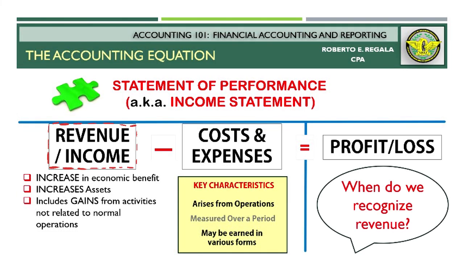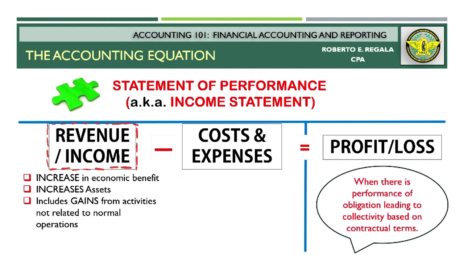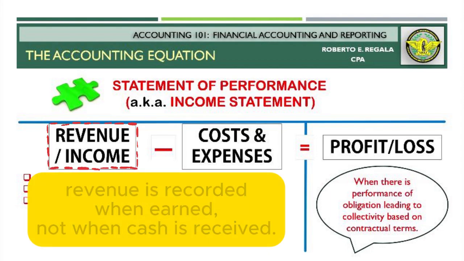When do we recognize revenue? Revenue is recognized when the following conditions are met. There is: 1. Performance of obligation, or in simpler terms, the goods or services have been delivered to the customer. 2. Collectability. This means that there is a reasonable expectation that payment will be received due to the performance of the obligation. And 3. Contractual terms, or the transaction price is previously agreed upon and measurable. Under the accrual basis of accounting, which is the generally accepted accounting principle GAAP, revenue is recorded when earned, not necessarily when cash is received.